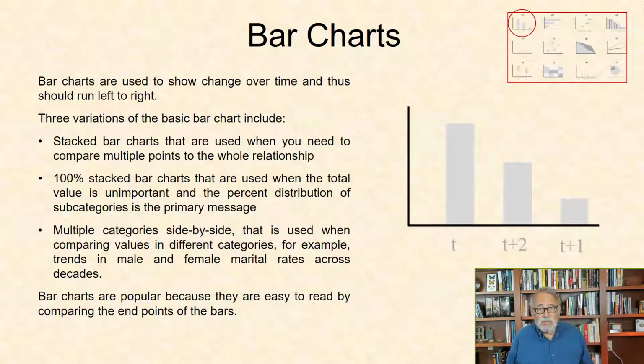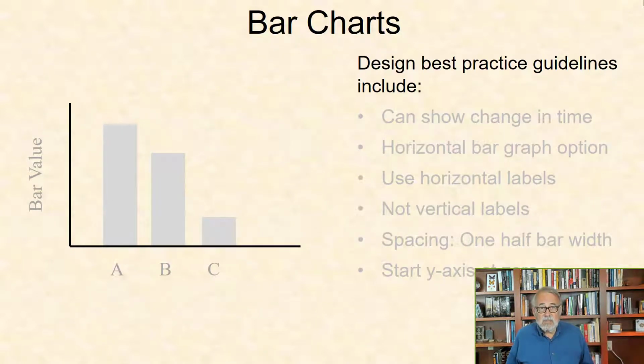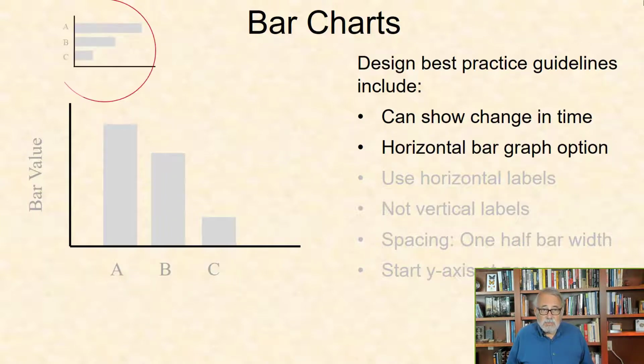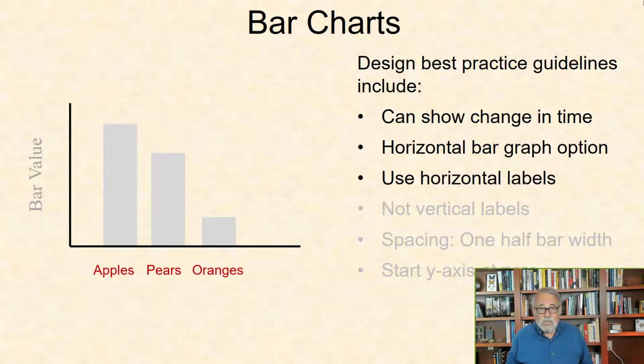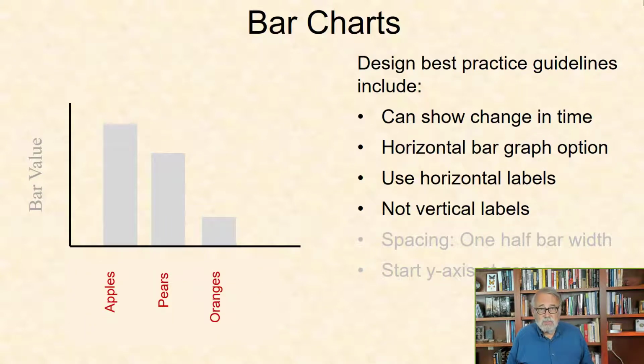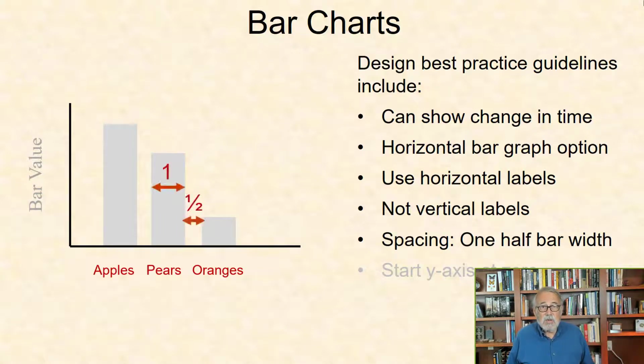Bar charts are popular because they are easy to read by comparing the endpoints of the bars. Design best practice guidelines include show change in time, horizontal option, use horizontal labels and not vertical ones, spacing 1/2 bar width, start y-axis at 0.